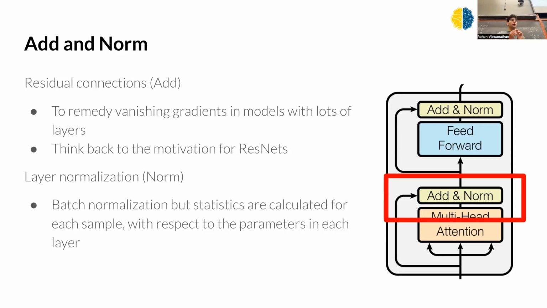Next, we want to apply a layer norm, which is very similar to batch norm, but now statistics are calculated for each sample with respect to the parameters in each layer. You can think of this as a way to normalize activations within a single layer across features for each individual example. So we're normalizing each feature in a single example independently. And this can have learnable parameters as well. This is very common in RNNs and transformers to improve training and overall generalizability.